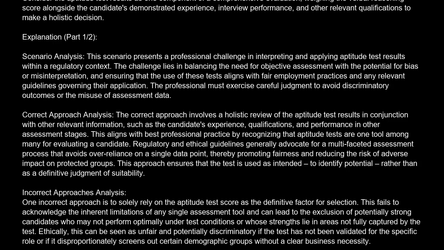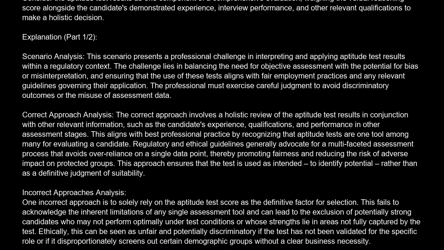Correct approach analysis. The correct approach involves a holistic review of the aptitude test results in conjunction with other relevant information, such as the candidate's experience, qualifications, and performance in other assessment stages. This aligns with best professional practice by recognizing that aptitude tests are one tool among many for evaluating a candidate. Regulatory and ethical guidelines generally advocate for a multifaceted assessment process that avoids over-reliance on a single data point, thereby promoting fairness and reducing the risk of adverse impact on protected groups. This approach ensures that the test is used as intended to identify potential rather than as a definitive judgment of suitability.